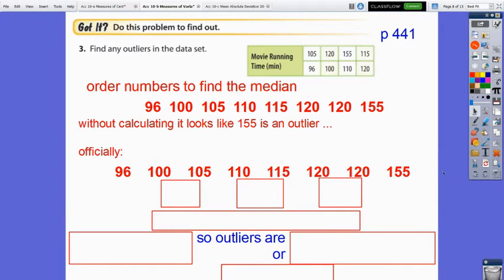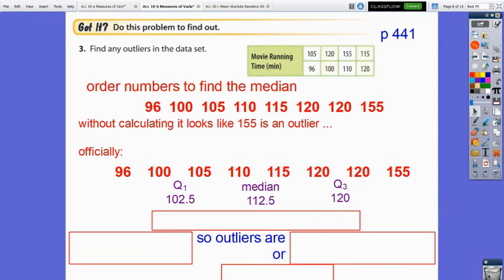So we start with all the numbers in order again, and we find the median. So there are 8 values here. The median then is 112.5, halfway in between 110 and 115. Your Q1 value is, there's 4 numbers in the lower half here, and halfway in between the middle 2 numbers is 102.5. And your Q3 value, there are 4 numbers in the upper half, and the 2 middle ones are 120.